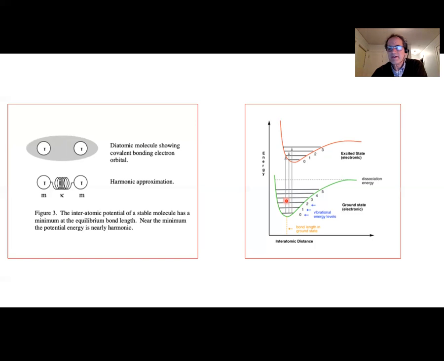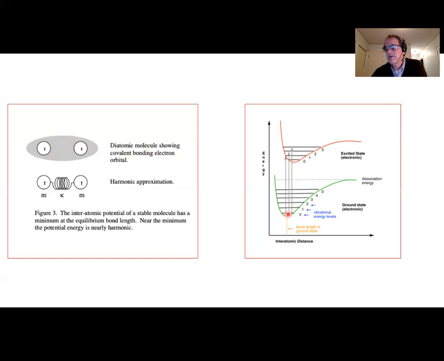Now, if we excite the molecule with enough energy, we can excite it into an excited electronic state, like this one. In that case, one of the electrons has gone into a higher orbital. Molecules have electronic orbitals just like atoms do. Okay, and so the excited state also has vibrational levels.